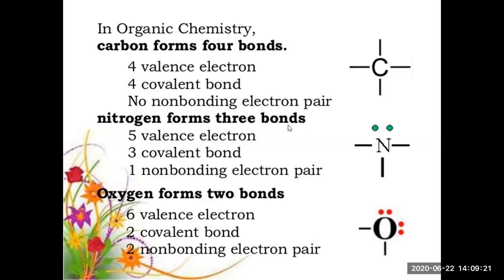Nitrogen forms three bonds, as we have seen in the previous slide. Oxygen forms two bonds, so definitely only two sides are open. In the outermost shell there are six electrons, and in the innermost there are two electrons, the 2s and 2p subshells. So that's why oxygen has six valence electrons, two covalent bonds, and two non-bonding electron pairs. So these are the atomic configurations of the basic elements of amines.